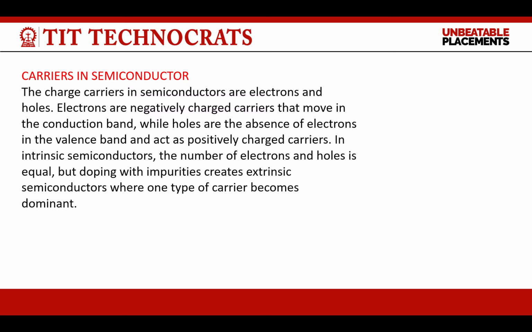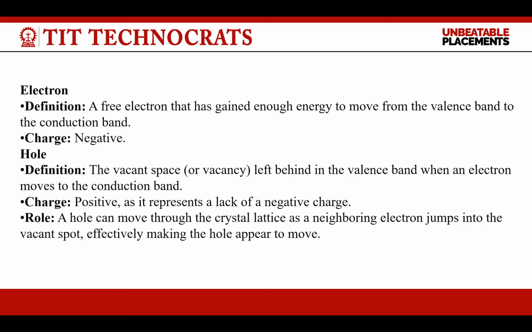Carriers in semiconductors: the carriers are electrons and holes, which carry the current, or with the help of the carriers the current is generated. So electrons are negatively charged carriers that move in the conduction band, while holes are the absence of electrons in the valence band and act as positive charge carriers. In an intrinsic semiconductor, the carriers are equal, that is, the number of electrons and holes is equal. But doping with impurity creates an extrinsic semiconductor where one type of carrier becomes dominant. This is the definition of electron and hole with their charges as negative and positive respectively.